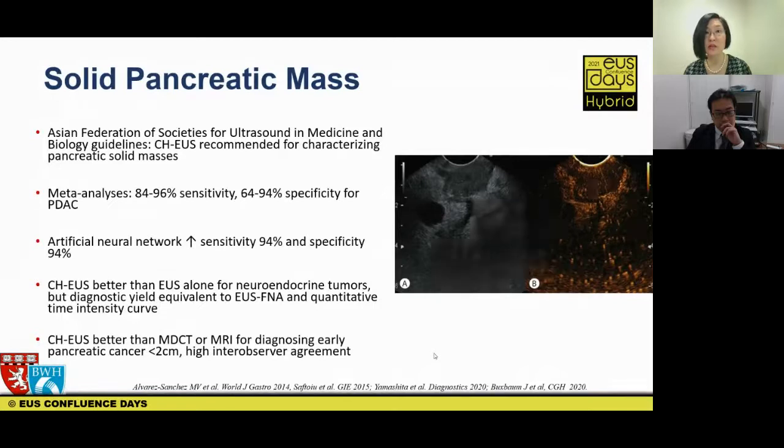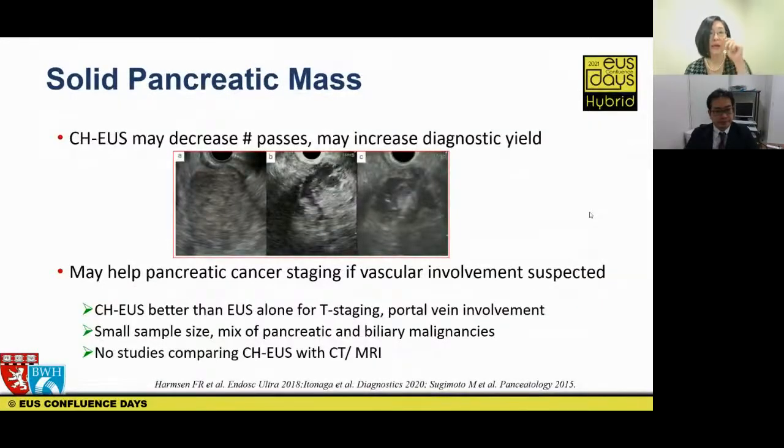And they did quantitative analysis with time intensity curve and found that doing that was not statistically better than the qualitative imaging. It does seem to be better than multi-detector CT and MRI for diagnosing early small pancreatic cancers. And you just see here on the right, hypoechoic mass, and after contrast injection, there's no enhancement there, it's hypoenhancing.